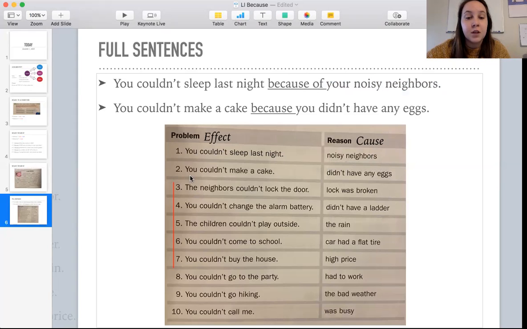Number two, you couldn't make cake. The cause of that, didn't have any eggs. So for a full sentence, we would say you couldn't make a cake because you didn't have any eggs. So we have a verb here, so you just have to add you to have both a noun and a verb.